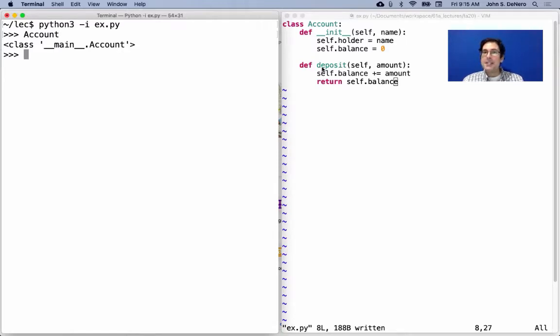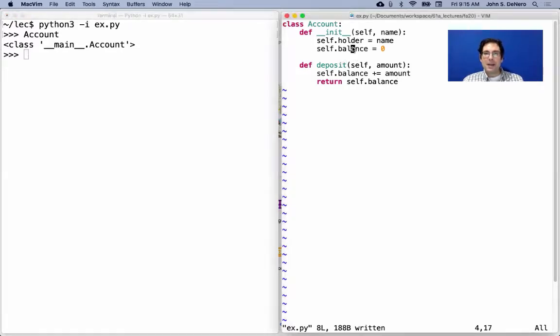What it really is, is a method, which means that the only way that it usually gets used is by having an instance of an account and then depositing into that some particular amount, at which point self gets filled in automatically. And the other part of the question was, what are the instance attributes in this example? There are two. They are holder and balance.